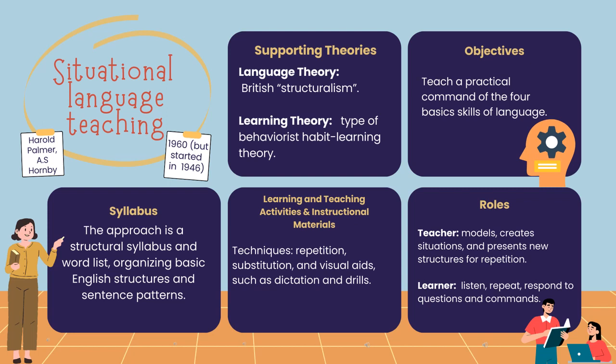As an objective, we have that the situational language teaching method aims to teach practical command of the basic skills of language, with a focus on accuracy in both pronunciation and grammar. The goal is to achieve automatic control of basic structures and sentence patterns, which is fundamental to reading and writing skills. The approach is through oral practice with new structures and vocabulary taught orally before being introduced in reading and writing. In SLT, the learner's role in the initial stages is to listen and repeat what the teacher says and to respond to questions and commands.